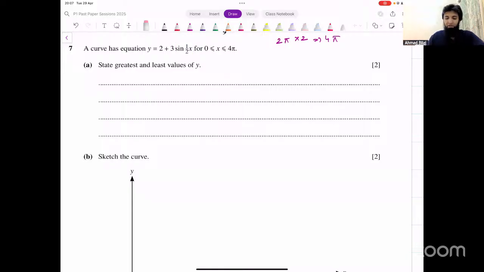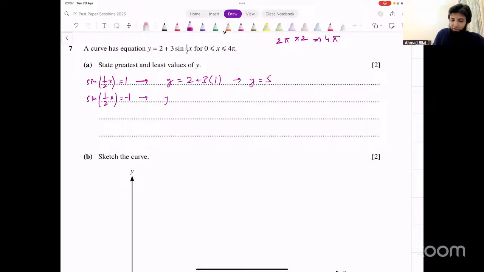That means we can just say, let's input sine of half x equals 1. And that will give you one extreme value. So that gives you 2 plus 3 into 1, and that is y equal to 5. Then you input sine of half x equal to minus 1. That will give you another extreme value. 2 plus 3 into -1, and that gives you y equals -1. The bigger value, you will say that's the greatest possible value. And the smallest value, you will say that's the least possible value. And that's it.